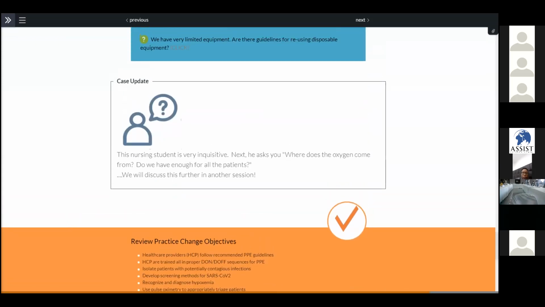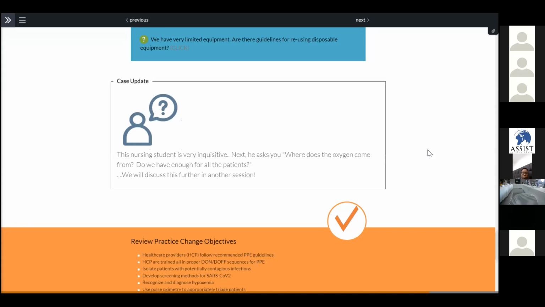Yeah, thank you, Alana. The current update is that the student you are working with is very inquisitive. Next, she asks you, where does the oxygen come from? Do we have enough for all the patients? Those are the questions, because then they will just see oxygen being delivered, especially if you are using a hot type, which is very rare in our environment. Most of the institutions, we use either the cylinders or oxygen concentrators.